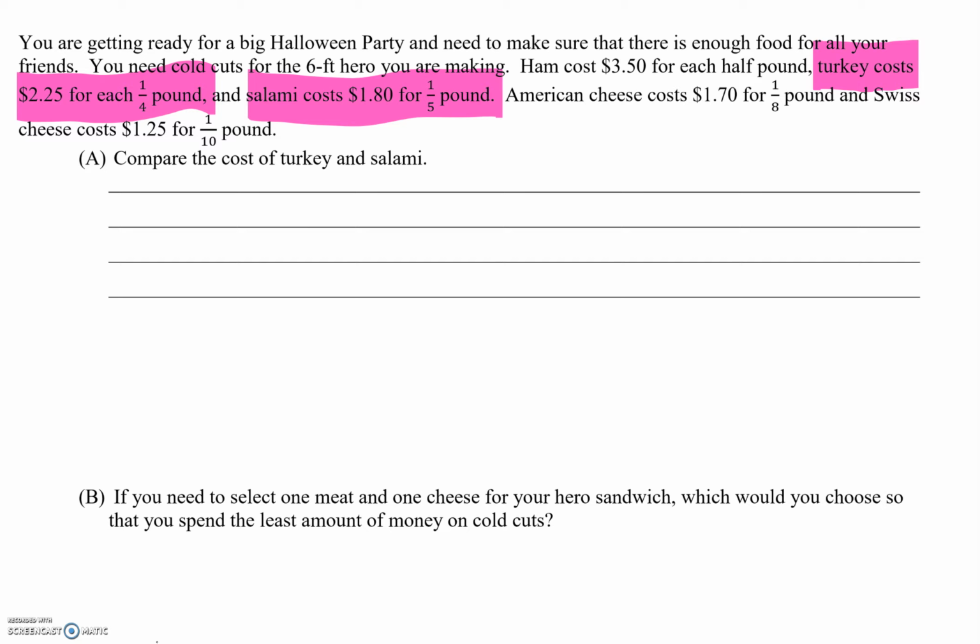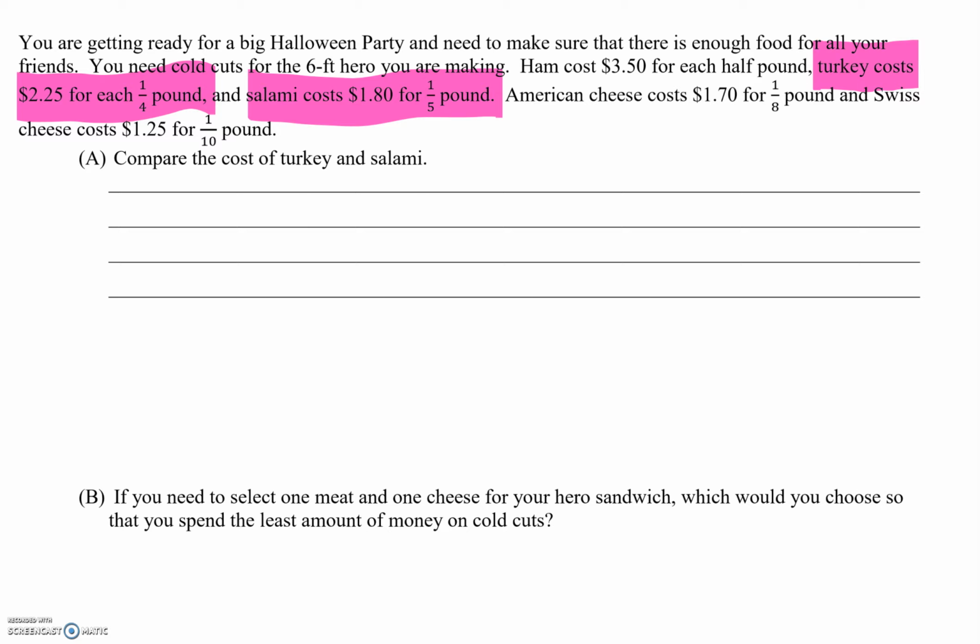Okay, now since we're comparing two ratios, you should know from class that we can only compare two ratios when they are the unit rate. In class, we talked about which one do you think would cost more or less, or which one is the better deal. And many people said that salami would be the better deal just because it's $1.80 for 1/5 of a pound. However, we didn't actually prove anything, and we actually can't compare them because it's not the unit rate. So whenever comparing two ratios, always find the unit rate.